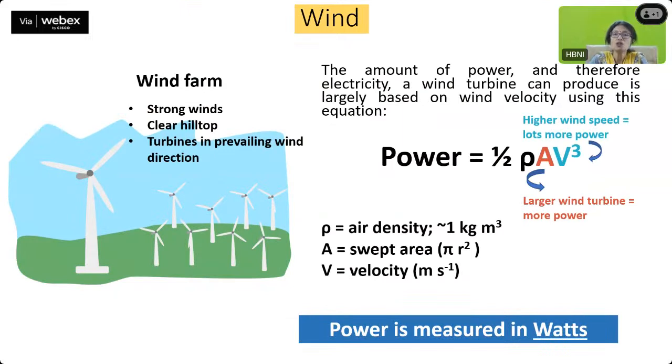Now coming to these different types of renewable energy, in wind energy, the wind farms you have, the amount of power you get from the wind, and therefore the electricity a wind turbine can produce, is based on the wind velocity. How it is related to the wind velocity is given by this particular equation you see here, where you have the dependence on a larger wind turbine, that is the area, and higher wind speed gives lots of power. Rho is nothing but the air density. A is the swept area, so if you have a larger wind blade or larger wind turbine, it will give you more power. And of course, it is dependent on the velocity of the wind. This power is measured in watts.